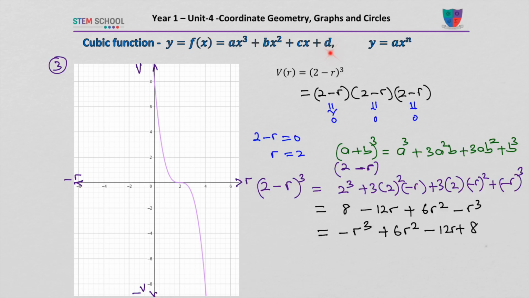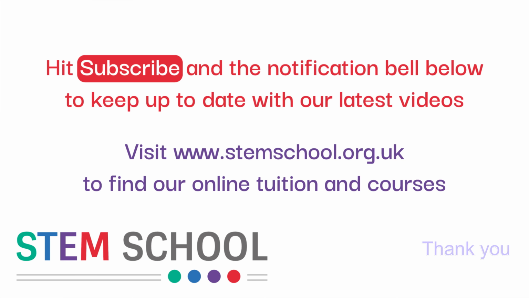So d is your point of intercept on the v-axis, and here it has a point of inflection because it's changing from a minimum to the maximum here. So this point here is called the point of inflection.